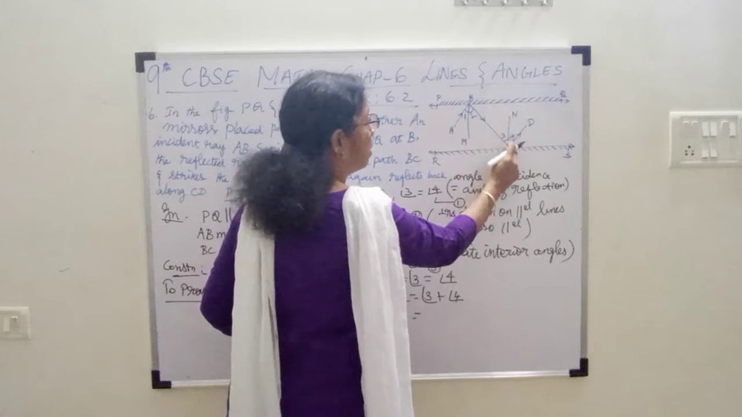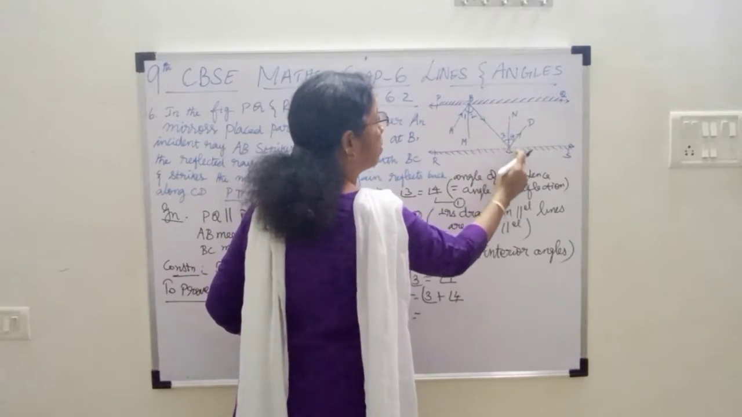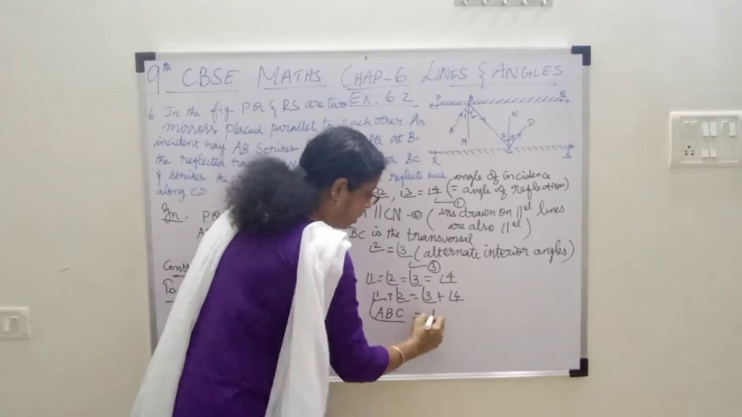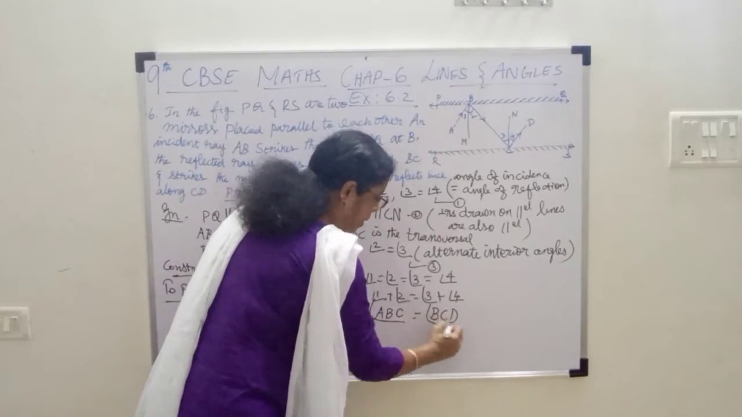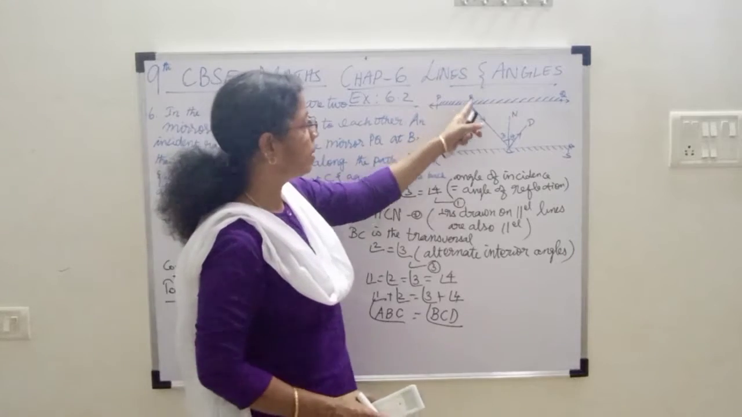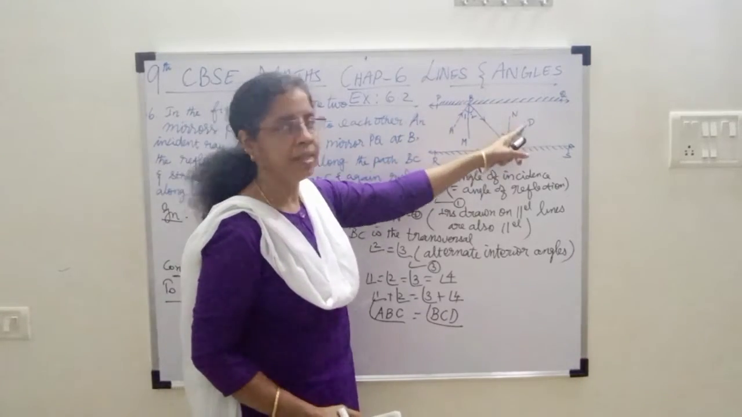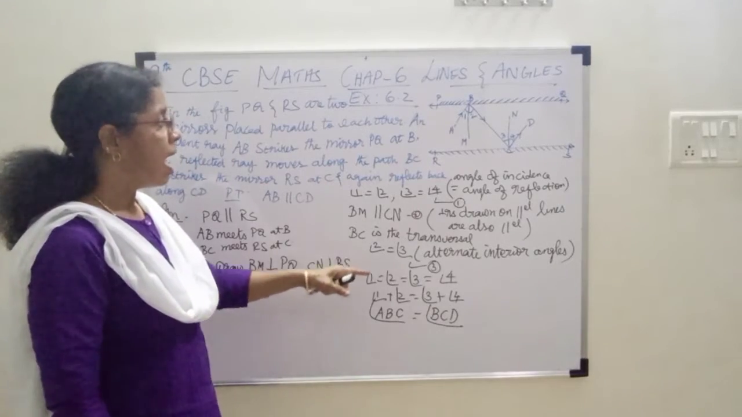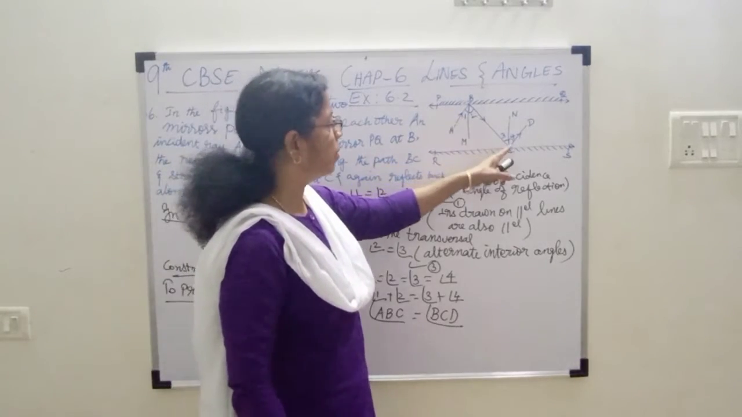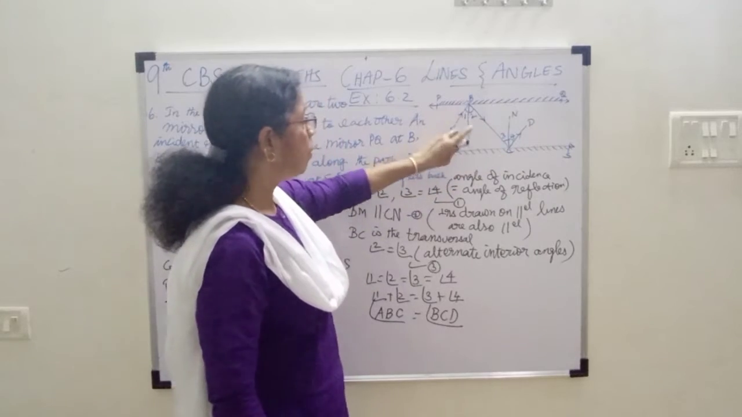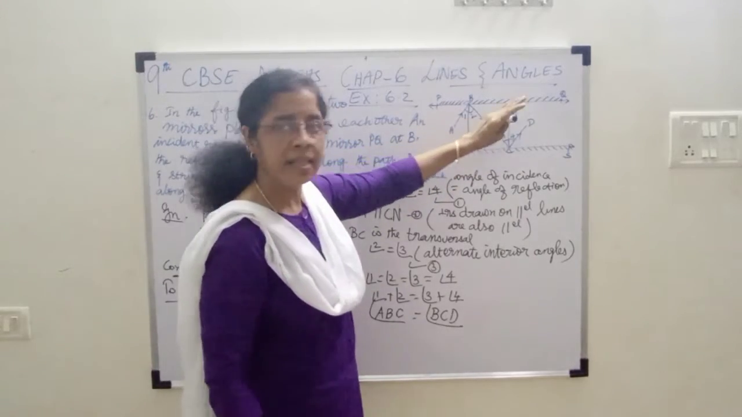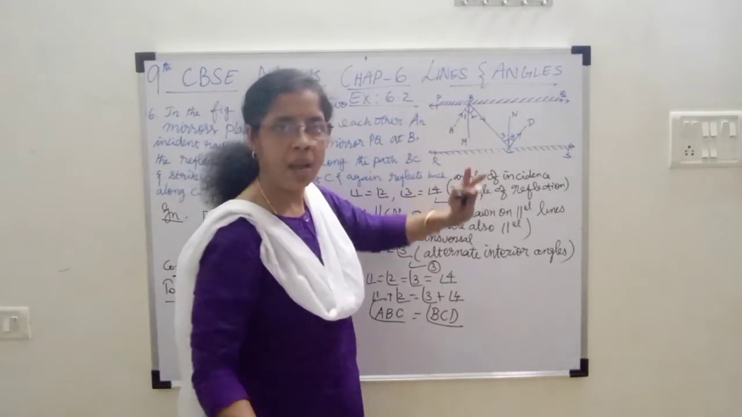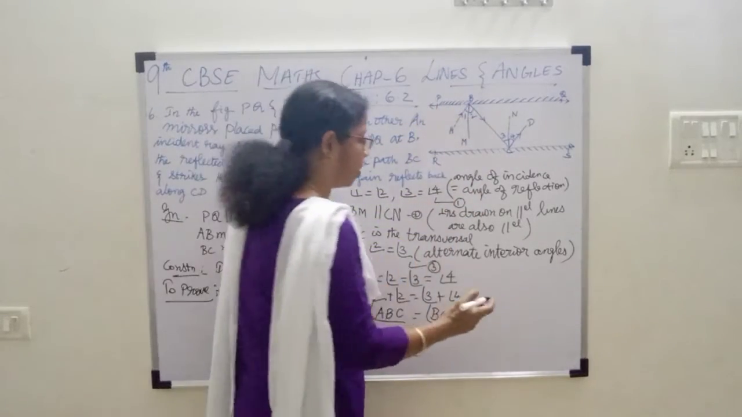Now, angle 3 plus angle 4 is nothing but angle BCD. Angle ABC is equal to angle BCD. I think you can recall one thing. Angle ABC equal to angle BCD. Now forget this BM and CN. Just you are having ABCD alone. Just recall like that.